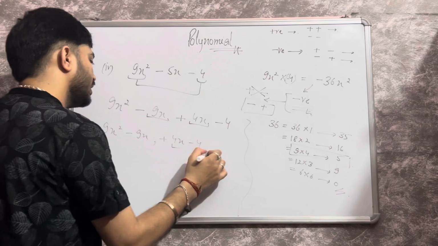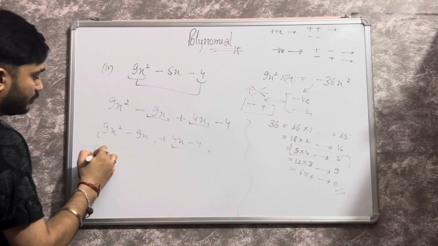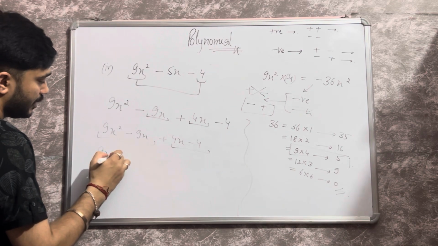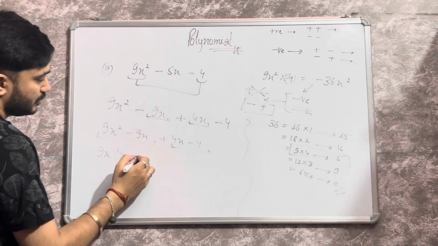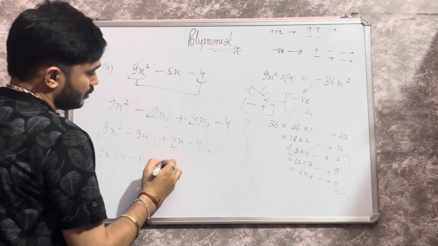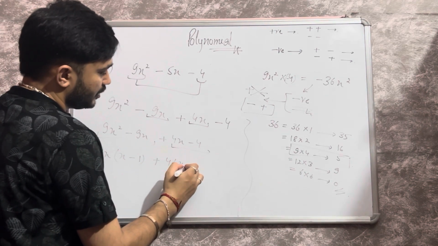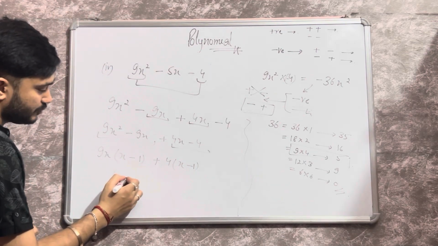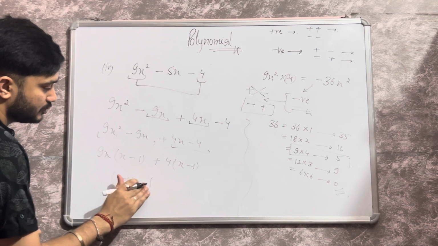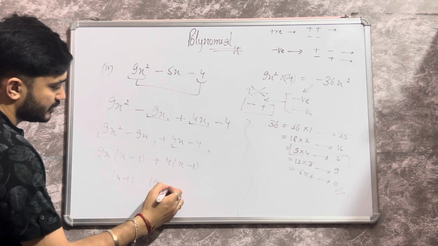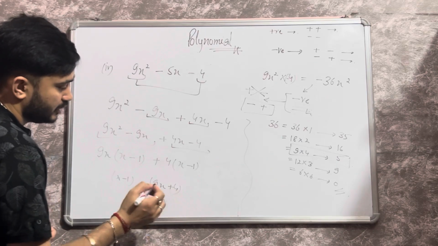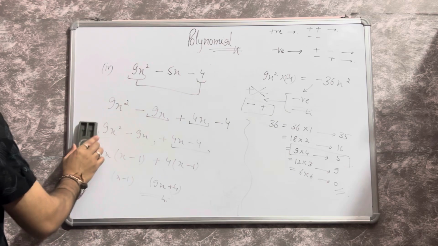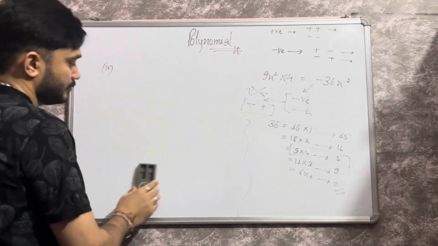Pair the first two terms and pair the last two terms. Now take common from this. You will get 9x and in bracket the leftover is x minus 1, plus here the common is 4 and you are being left with x minus 1, and x minus 1 is common in both of these, and 9x minus 4 in the other bracket. Any doubt? Let us solve one more example based on this.